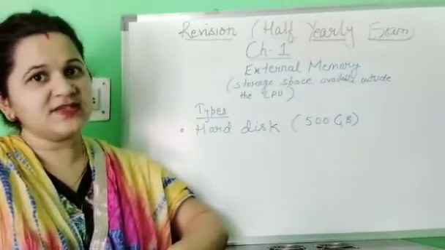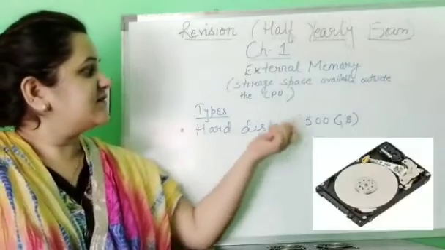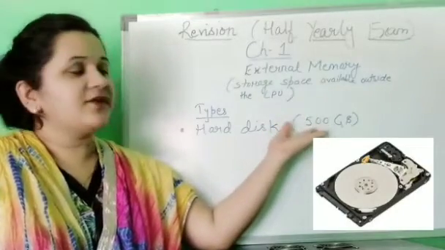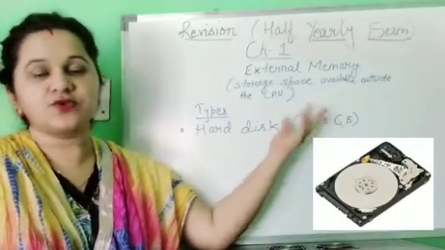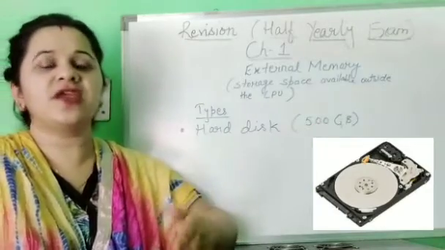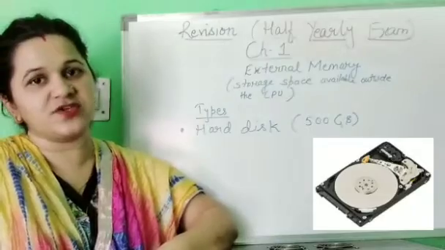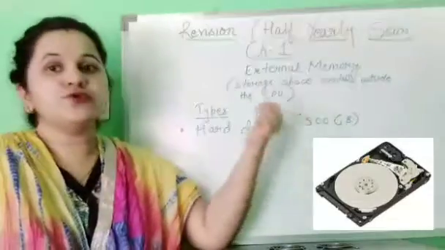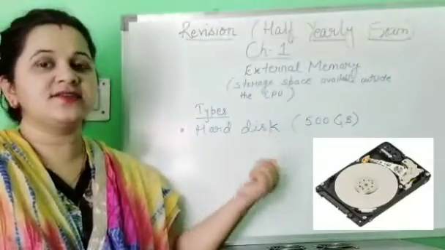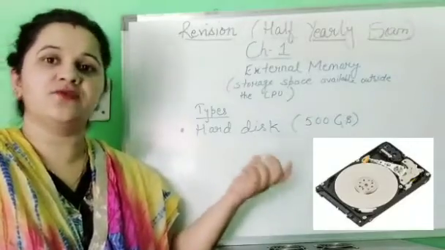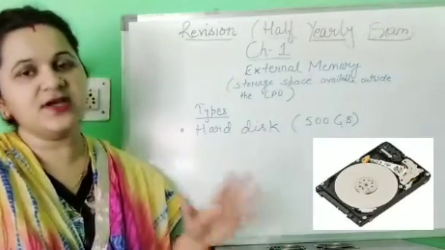The first one is hard disk. Hard disk is available with 500 GB storage capacity. Okay children, it can range from gigabytes to terabytes also. You can extend its storage capacity. If you want to read any data which is stored in a hard disk, we would require what? A hard disk drive, which is already present inside the computer system.